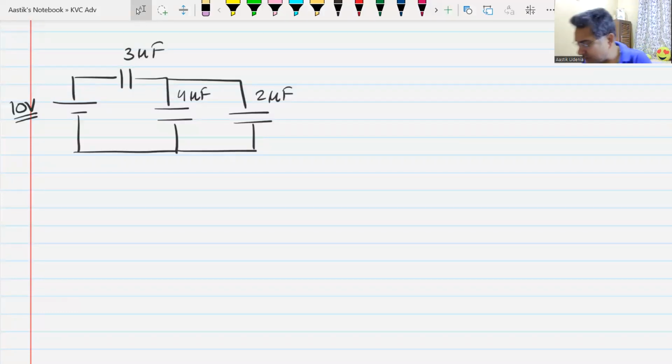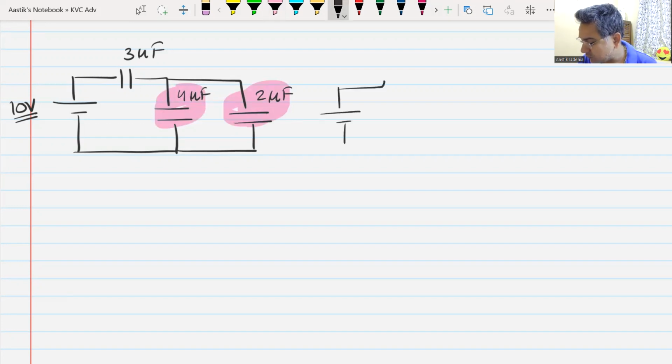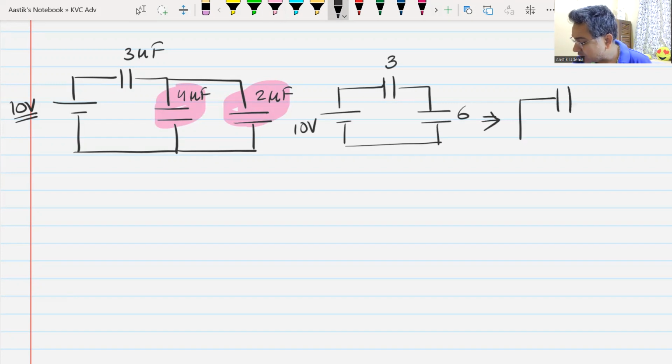So how are we supposed to do this? These two capacitors, as you can see, are connected in parallel, so you can remove them and put a single capacitor. 10 volt. This is 3 microfarad. This would be 6 microfarad. Now this 3 and 6, as you can see, are connected in series. So now you can replace them and the circuit now starts to look like this. This will be 2 microfarad and this will be 10 volts. Do we understand this? Yes, sir.